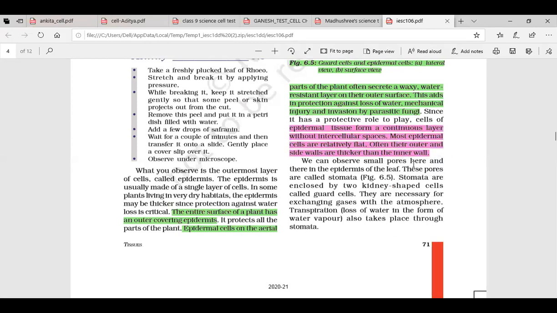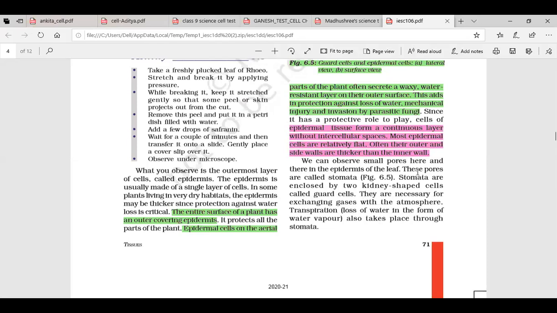We can observe small pores here and there in the epidermis of the leaf. These pores are called stomata. More stomata are present in the lower epidermis. Below the leaf, under a microscope, the holes are visible. Those are called stomata, which are enclosed by two kidney-shaped cells called guard cells.